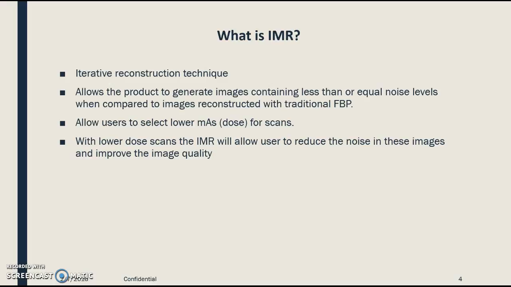So what is IMR? IMR is an iterative reconstruction technique that allows a product to generate images containing less than or equal noise levels when compared to images reconstructed with traditional FBP techniques. The reduction of noise in CT images may also allow users to select a lower dose for scans. Now, when we select the lower dose scans, we may have poor image quality, which will be represented by noise. However, by using the IMR technique, it will allow the user to reduce the noise in these images and improve the quality of image.